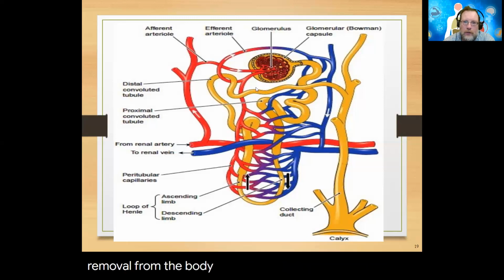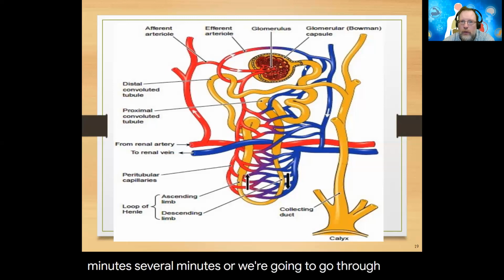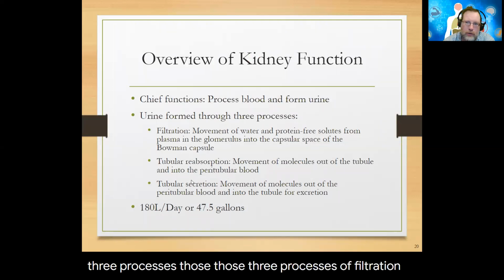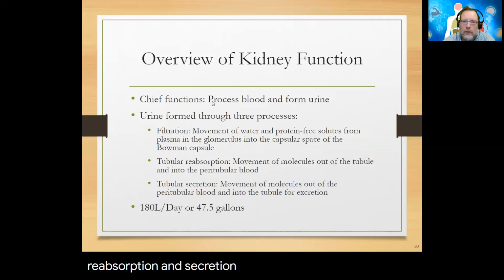So this juxtaglomerulus is a good spot to do it because, as you can see, it's going to take things right out and put it into that venous system. Okay. So basically for the next several minutes, we're going to go through those three processes of filtration, reabsorption, and secretion. The chief function of the kidneys certainly is to process blood, specifically the plasma of the blood, and form urine.